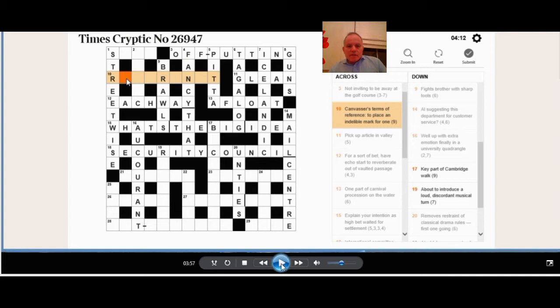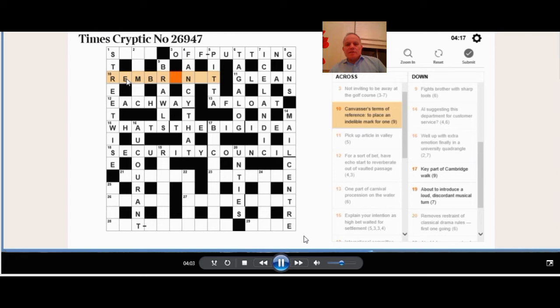Now, 10 across begins canvasser, which looks like a politics term. But to place an indelible mark is in the clue. And that's a very clear definition of a word that it's not the whole answer, but it's part of it. And if you place an indelible mark on an animal, for instance, on your farm, you brand it. And the only way to fit brand into this pattern is Rembrandt. And of course, he's a different sort of canvasser from the one we may have been thinking of.